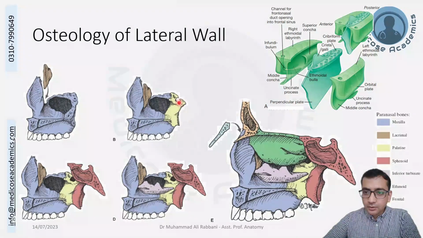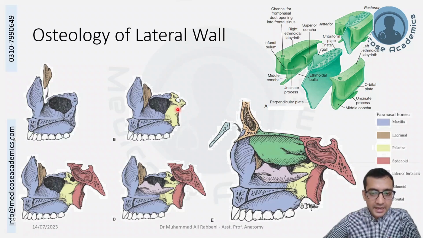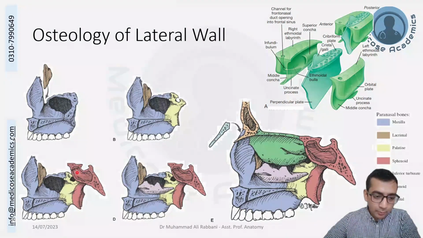These are the two processes of the palatine bone, I think sphenoidal and orbital, and between these two is an opening that is known as the sphenopalatine foramen. We will discuss it later. Here in the red, the sphenoid bone has been added. On the top of it, the sphenoid bone, that is the body containing the sphenoid air sinus.